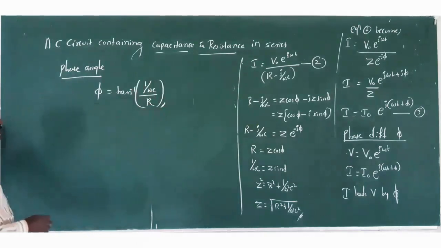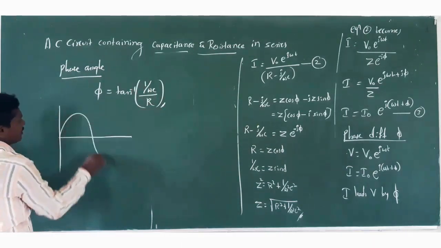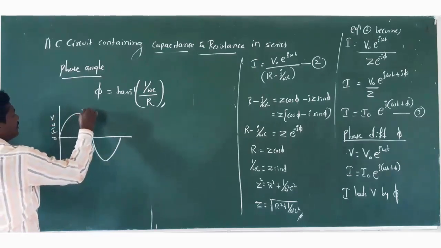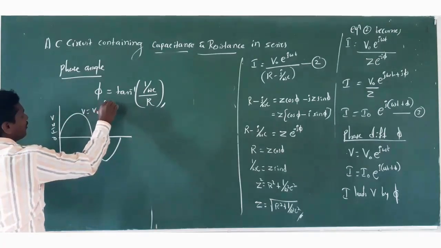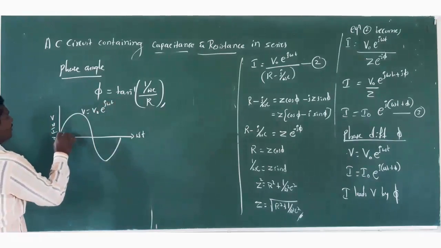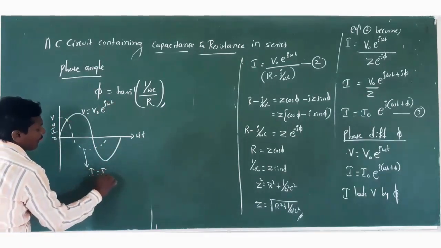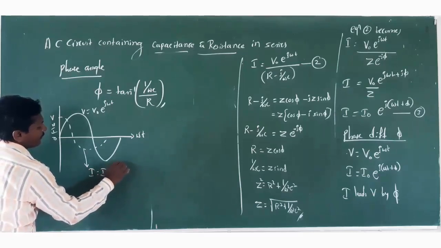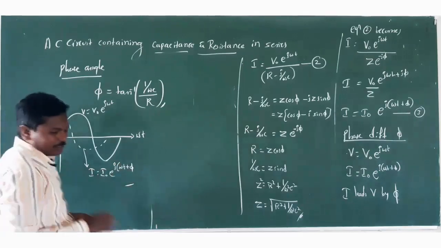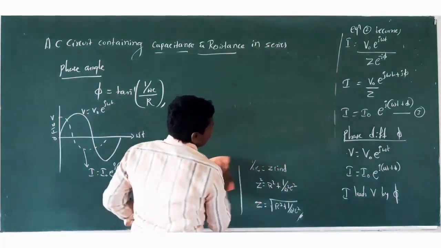And if you observe the wave diagram for the voltage and the current, let us consider this is the voltage wave, V is equal to V naught e raised to j omega t, along the x axis we took omega t, and this represents the current wave, and its value becomes I is equal to I naught e raised to j into omega t plus phi. And this is the wave diagram for voltage and current in the combination of capacitor and resistor.